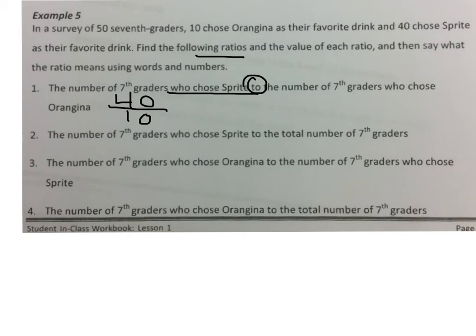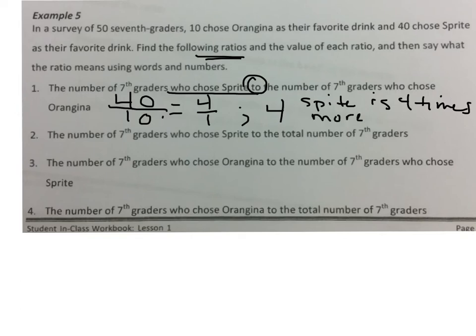It says find the following ratios and the value, meaning what does that equal? Well, if you just solve that, 40 divided by 10, the value is, so this is the ratio right here, if I would reduce it, do you see how you can divide by 10? So it'd be 4 to 1, so that's the ratio, that's doing the first thing. The value is just dividing that. 4 divided by 1 is 4. And then what does that mean? Sprite is 4 times more than orange. I'm just going to use an O for abbreviation. Okay. Number 2.